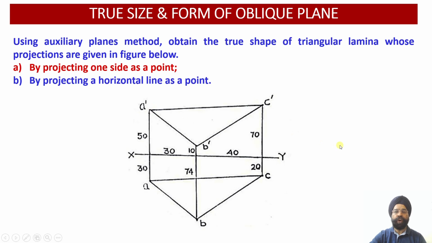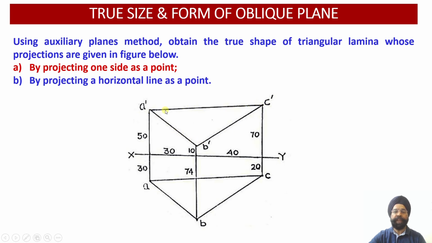So once we draw the second auxiliary plane perpendicular to the true length which has been obtained in step number 1, we will find that the auxiliary view obtained onto the second auxiliary plane will become an edge view. Edge view means the entire lamina, irrespective of the number of edges, will be converted to a straight line, that is the edge view.